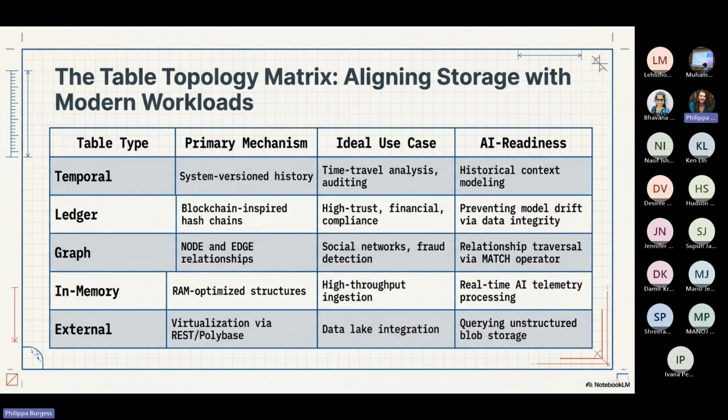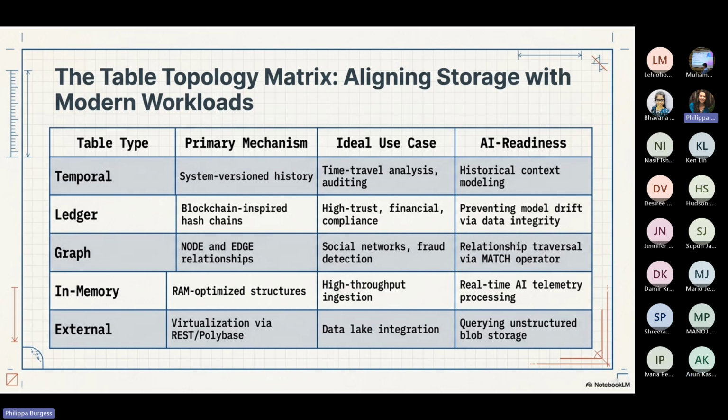So again, as you look at these different types of tables, know your table type: temporal, ledger, graph, in-memory, and external, and understand the primary mechanism, the ideal use case, and the AI readiness. So now I'll read it across. Temporal: system-versioned history. Ideal use case, time travel analysis and auditing, and AI readiness, historical context modeling. Ledger: blockchain-inspired hash chains, high trust, financial compliance, and the AI readiness, preventing model drift via data integrity.